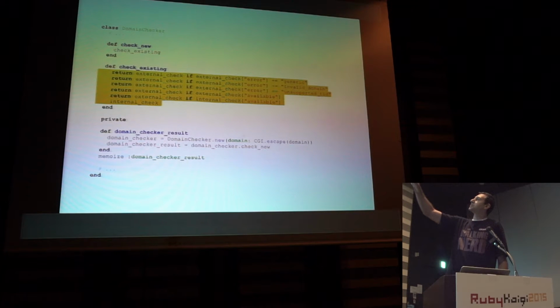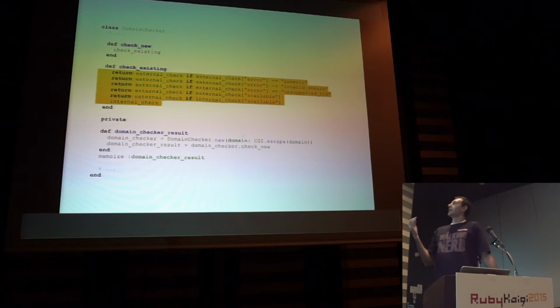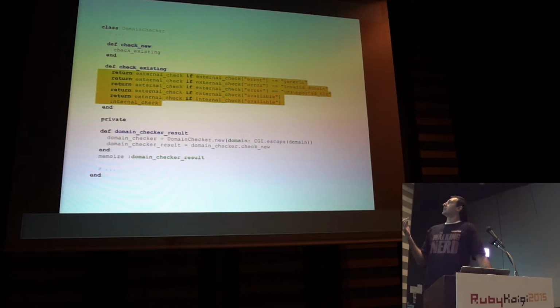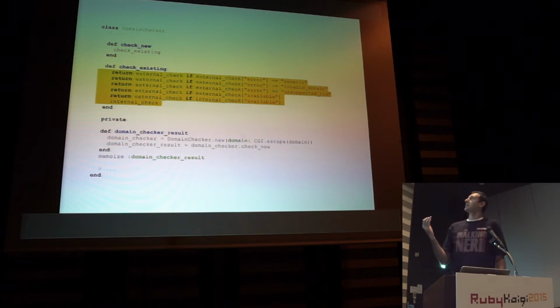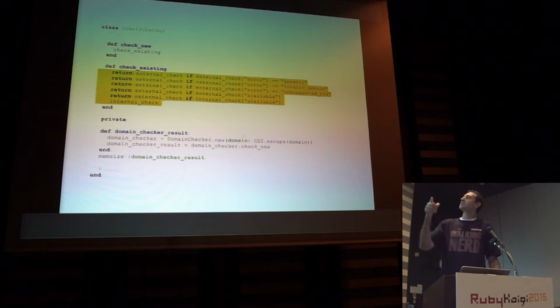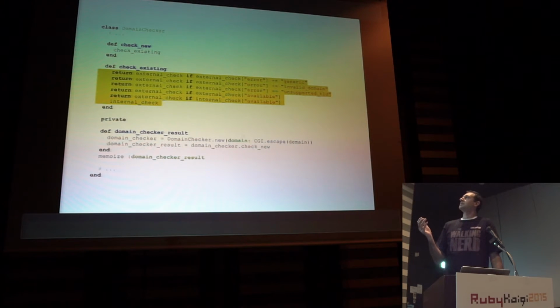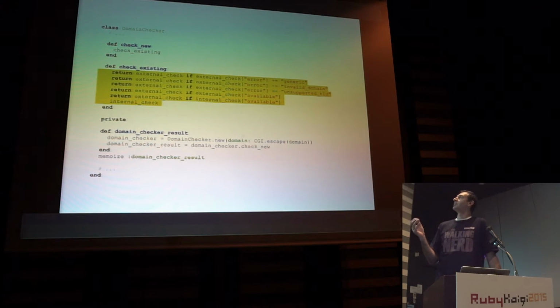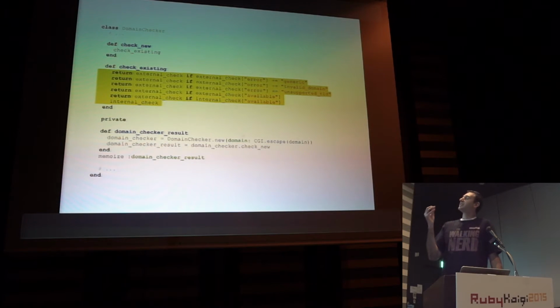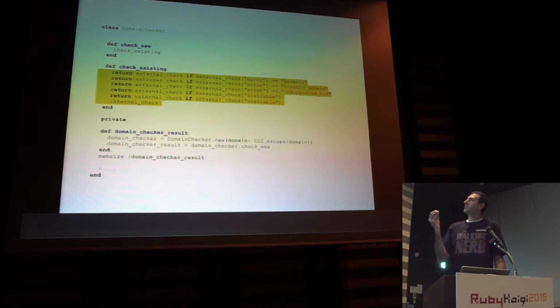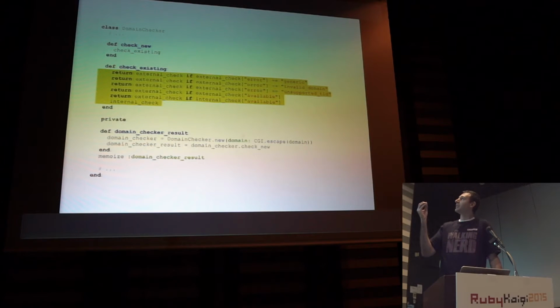Return external check if external check available. But if external check there is an error, I return external check. But external check available, I return external check too. This doesn't make sense. And return external check if internal check available.